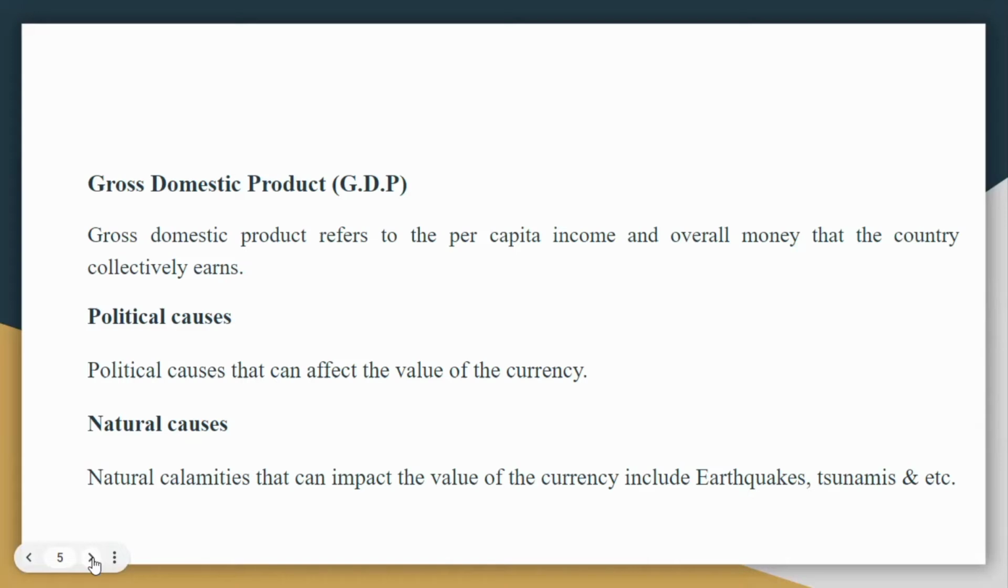Natural causes. Natural calamities can impact the value of the currency, including earthquakes, tsunamis, etc. You have to read the newspapers regularly to know about these and remain prepared for any price changes. All these are part of fundamental analysis and will impact the currency of the country. Let's continue.